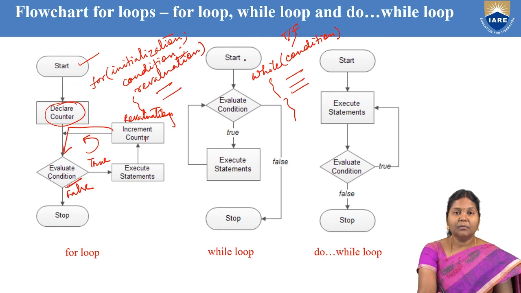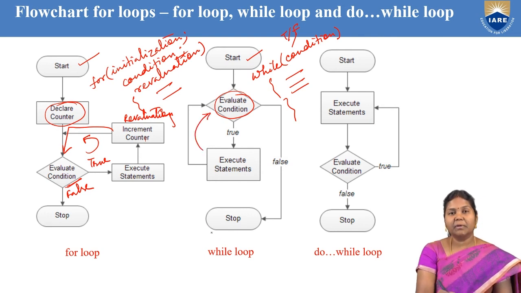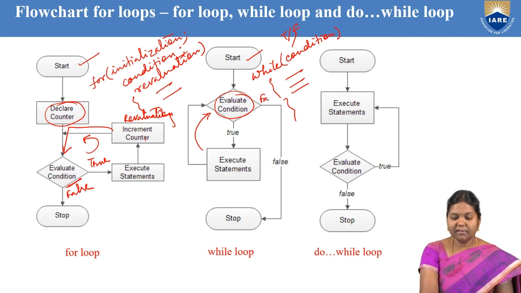So you can see here, we have started. Then we are evaluating a condition first. So if this is true, then execute the statements and repeat, and the second time you evaluate the condition again. So the block of statements is repeatedly executed and the condition is evaluated until the condition becomes false. So when the condition is false, it comes out of the loop and it will stop.